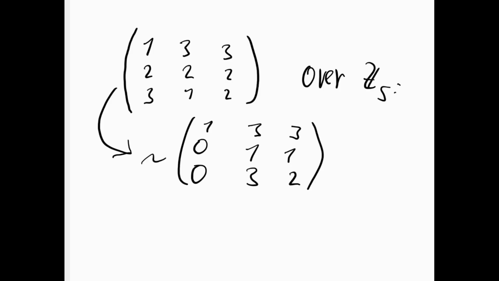So with this, let's just check it. Minus 9 plus 1 is minus 8, which is 3 in Z5. And 2 minus 3 times 3 is minus 7, which is 2 in Z5. All right. And now if we are able to also get a 0 here, then we would have pivot columns.